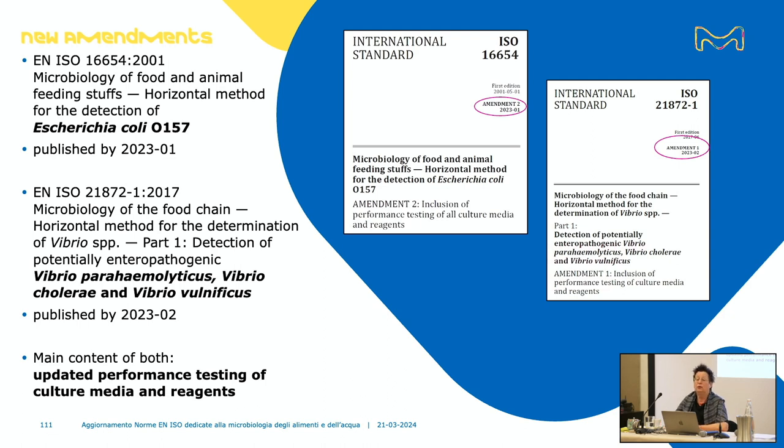Then we had amendments to the EN ISO for Escherichia coli O157, which was published also in January last year, and also for the Vibrio standard. Main content of both amendments are updated performance testing of the culture media and reagents. There were some mistakes, some missing information, so amendments are nearly only on the performance testing of culture media and reagents. We have to say that EN ISO 16654 is from 2001 and will be replaced in future, means 2025, maybe 26, by the new STEC standard EN ISO 13136 for STEC. But this is for the future, not near future, middle future.